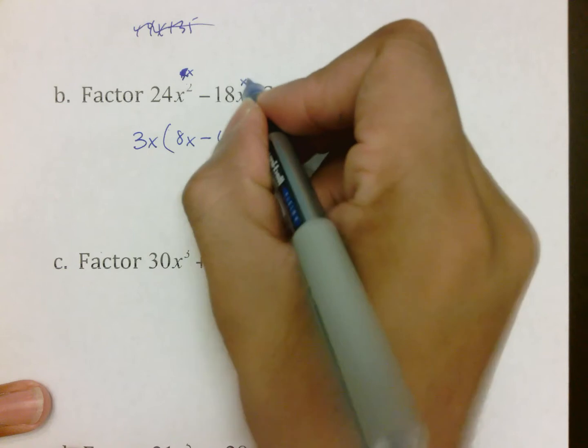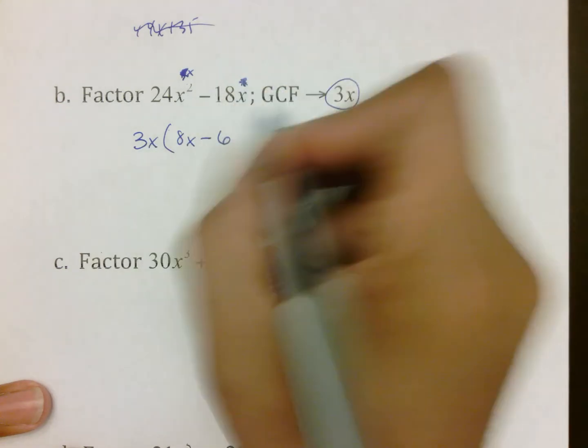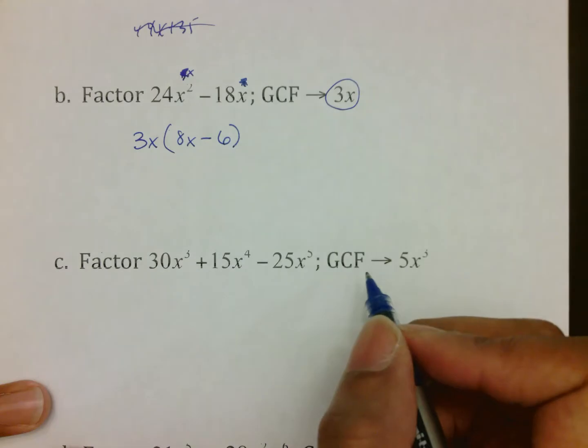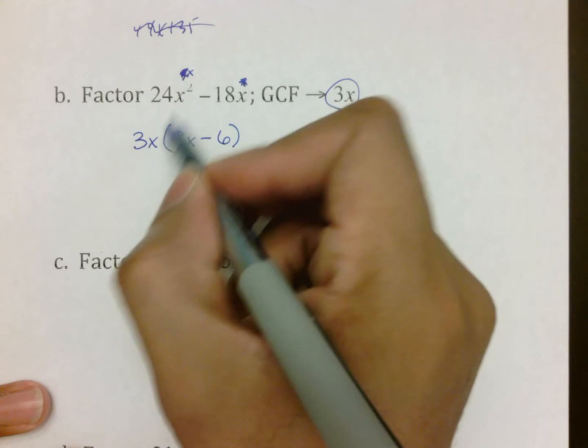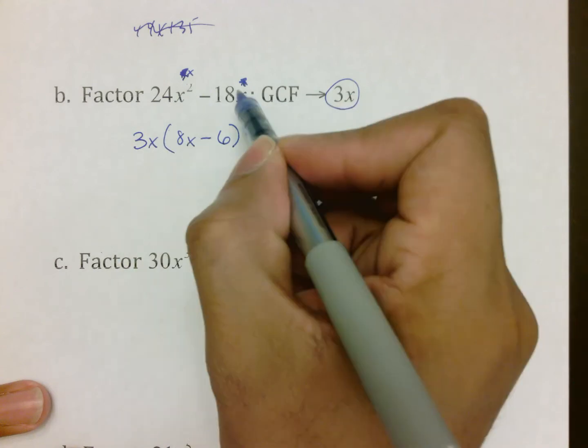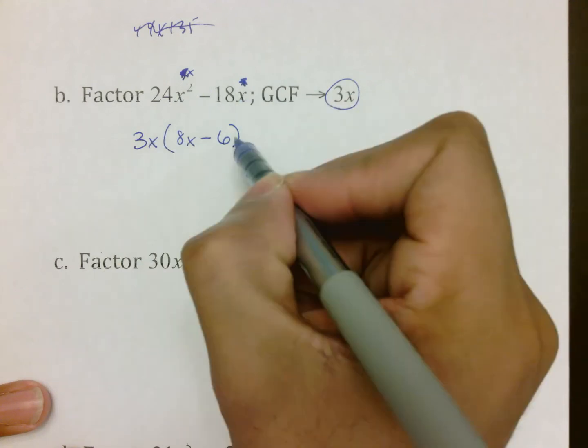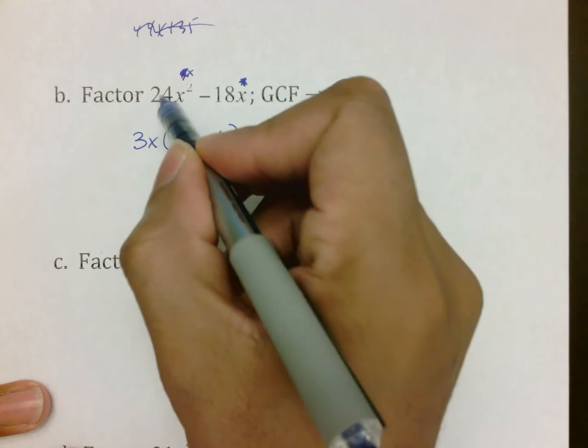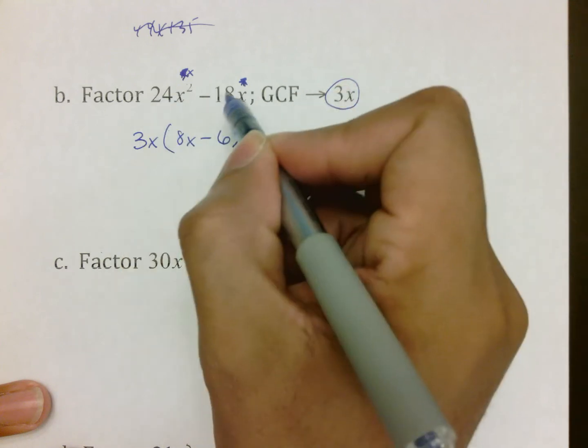Here I have 1 x. I took that x off, which means that there are no x's left. Again, I have 2 x's. I took 1 off. There's 1 left. I have 1 x. I took 1 off. There are none left. In terms of the number, 24 divided by 3 is 8. 18 divided by 3 is 6.